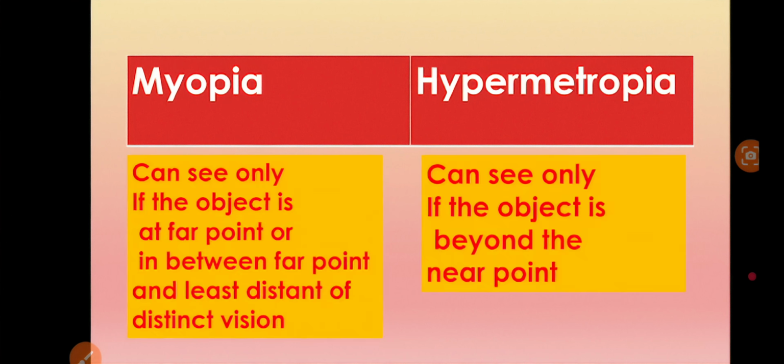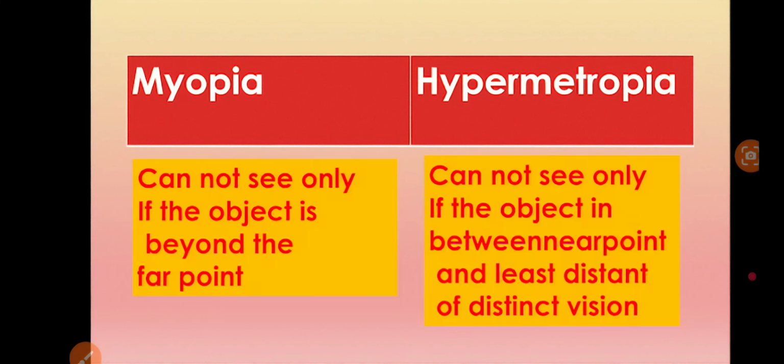Okay, they can see the objects if the object is at the far point, or in between the far point and the least distance of distinct vision, in the case of myopia. Hypermetropia can see only if the object is beyond the near point. Okay, we can see the same.